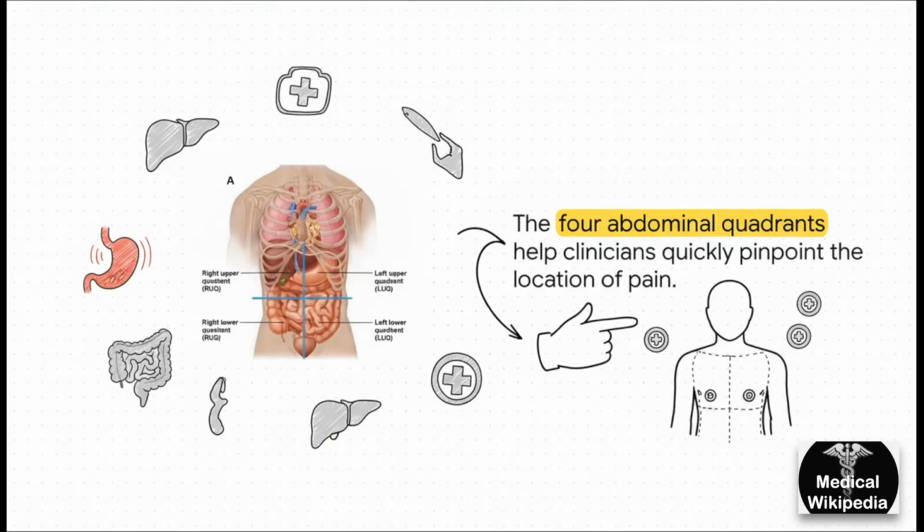And here's a super simple everyday example. By drawing a sagittal and a transverse plane over the abdomen, clinicians create 4 quadrants. So now, when a patient says it hurts right here, the doctor has an instant map, which helps them narrow down which organs might be causing the trouble. It's simple but so effective.